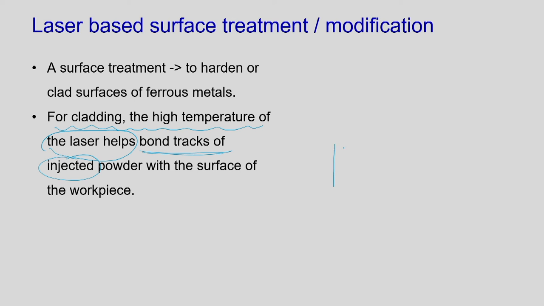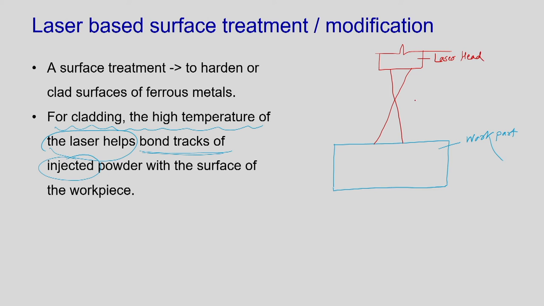Here, suppose a work part is to be cladded, so we have taken a work part here, and let us have a laser. High power lasers are in general used, Nd:YAG or CO2 lasers, maybe in a continuous mode or in a pulse mode. This is the laser head and this is the beam. Here we have a jet, and through this jet the powder that is to be bonded is applied. This is the powder.